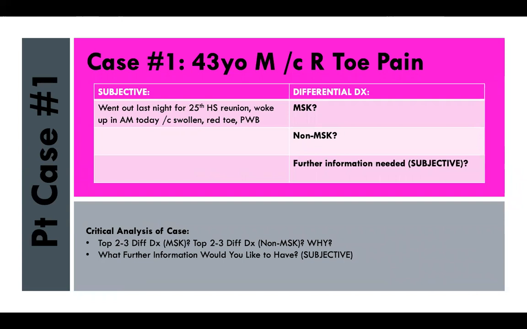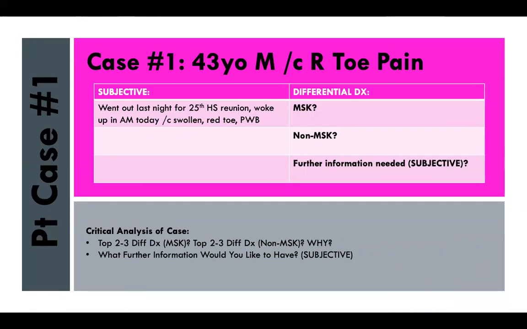Sorry, I skipped ahead a little bit. Our first case that I want to talk through, and this is a case example, is going to be a 43-year-old male with right toe pain. So he went out last night for his 25th high school reunion, woke up in the morning today with a swollen red toe. He's partial weight bearing, so he's limping a little bit. And that's all you know to start off.